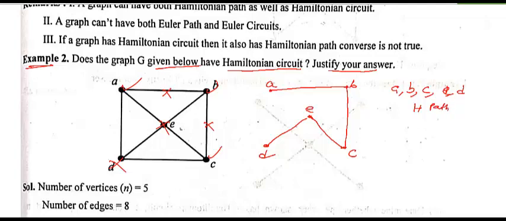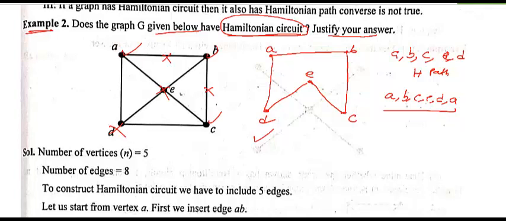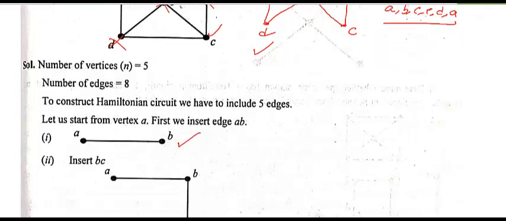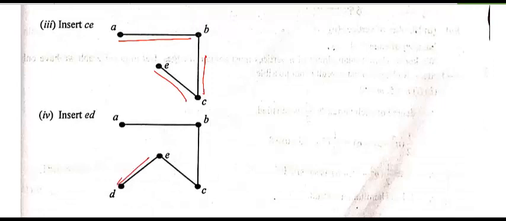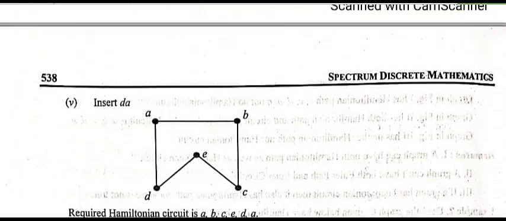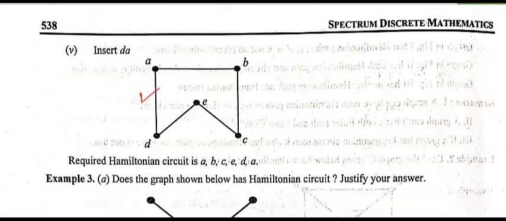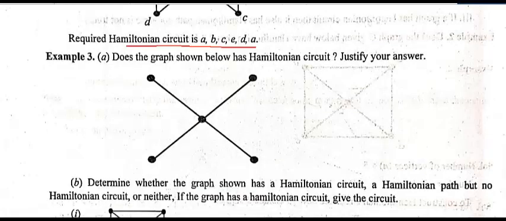Now if you move again to A, this will become A, B, C, E, D and again A. This will become the Hamiltonian circuit. Correct? So whatever things I have explained are given in these examples. You can have AB, then C, then E, then visit D also. Okay. So in the end, you can have a DA. So this is the Hamiltonian circuit. Correct?